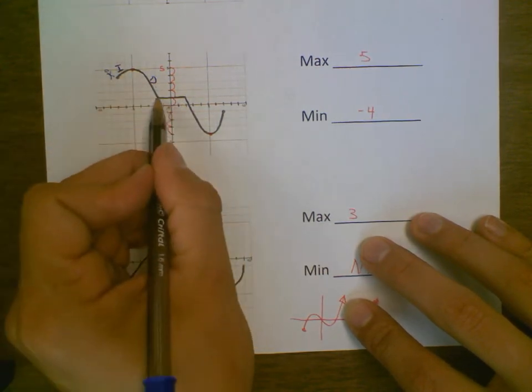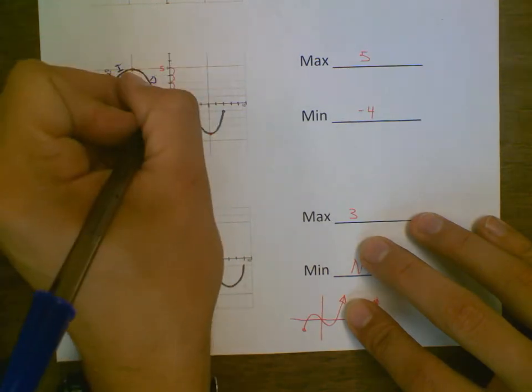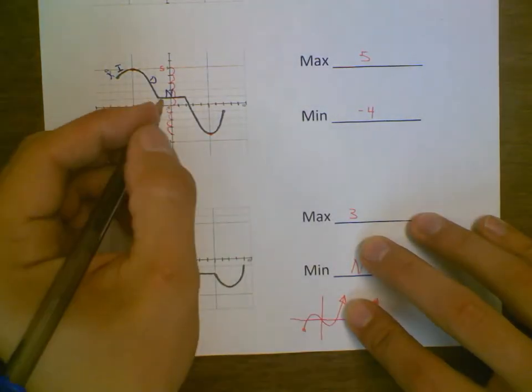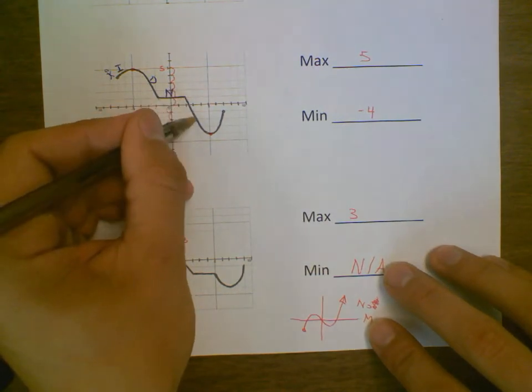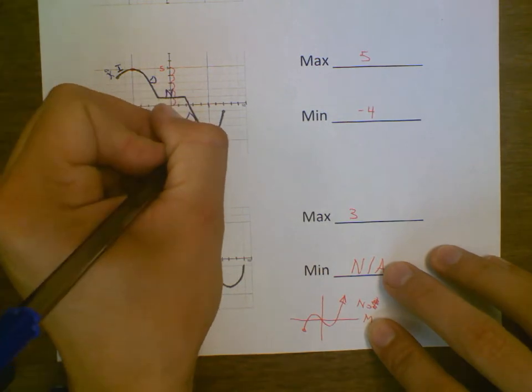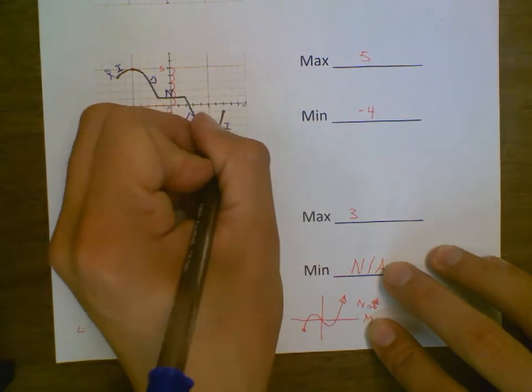However, this section levels out. Okay, it's flat, so it's neither increasing nor decreasing. So I'm just going to put an N there for neither. Okay, it's doing neither one. And then it starts to drop off again, right? The roller coaster drops again, so this section would be decreasing. And then lastly, it swings back up, so that section would be increasing.